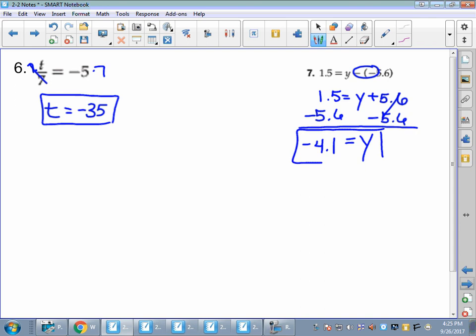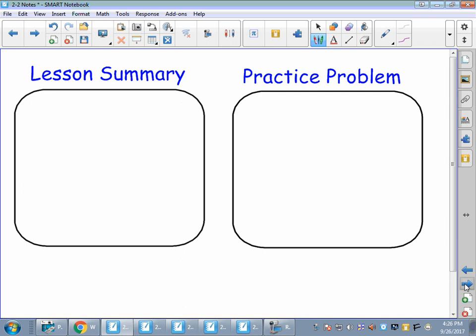If you wanted to flip that around so that the y value was on the left-hand side instead of the right, that would be okay too. I'm not going to show the checks just for time, but the same thing. We could check these, plug them in, and make sure that they're correct.